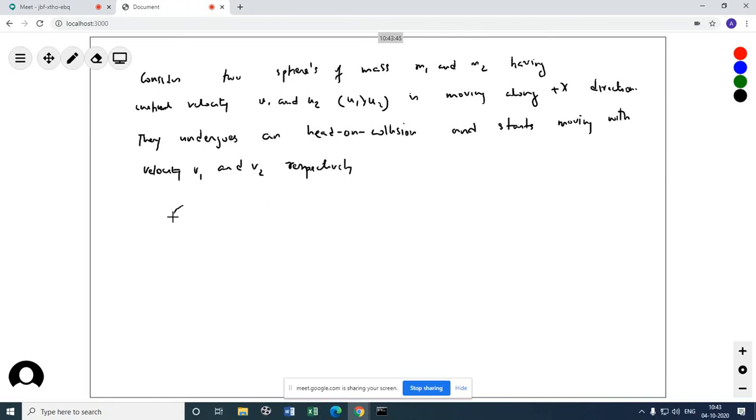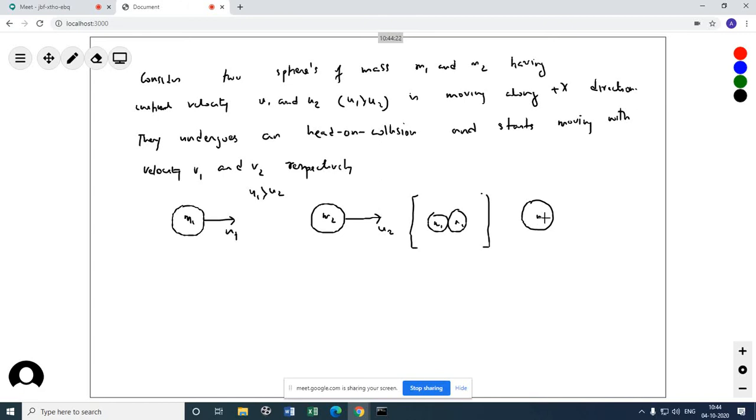I have one mass here with velocity v1. I have another mass here, m2. This is also moving with velocity v2. It may be moving, it may not be moving, doesn't matter. We will deal with this in the next chapter, collision. Right now they undergo a head-on collision. Now this is possible only when u1 is greater than u2. Then only they will collide, or else they are never going to collide. Remember that.